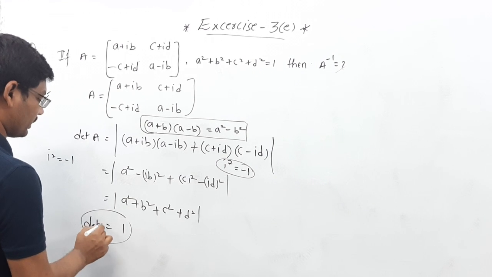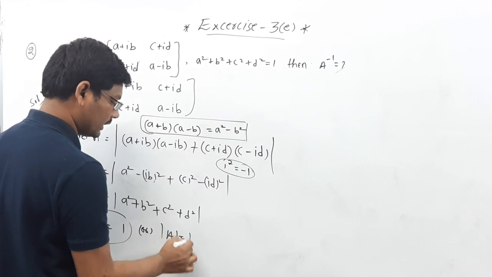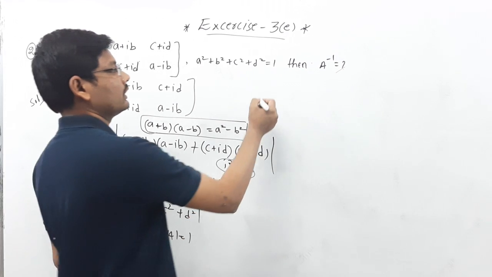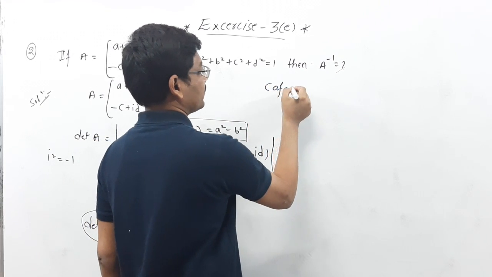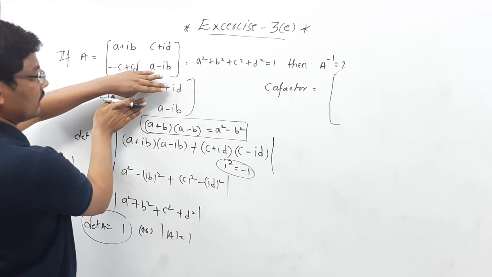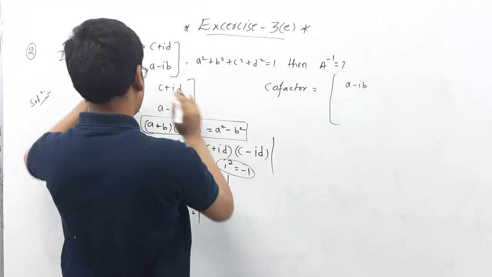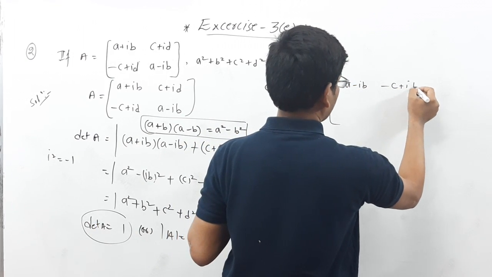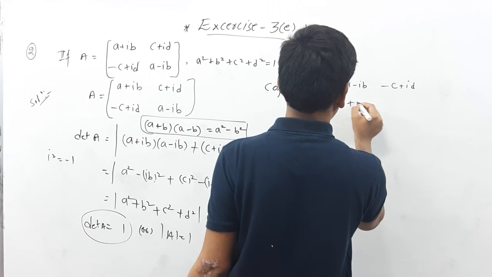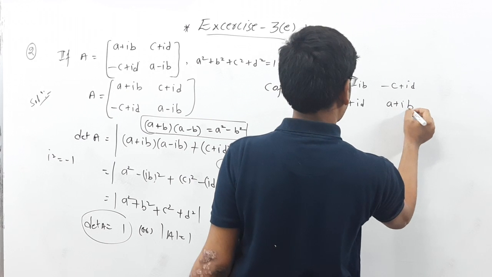Det A is equal to how much here? Mod A is equal to 1 here, and we got det A. Then we need to find the cofactor matrix. For the first element it is A minus IB, for the second element minus C plus ID, for the third element C plus ID, and for the fourth element A plus IB.